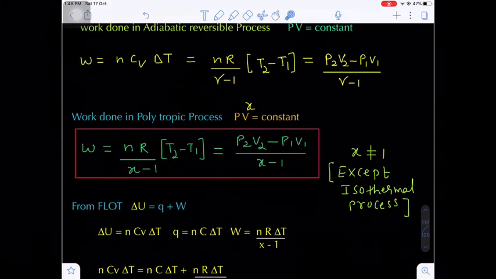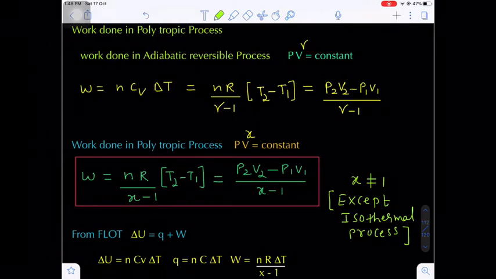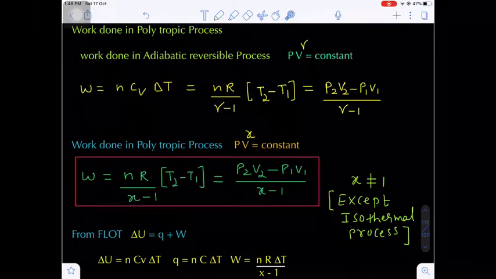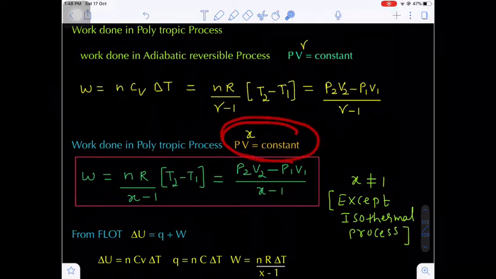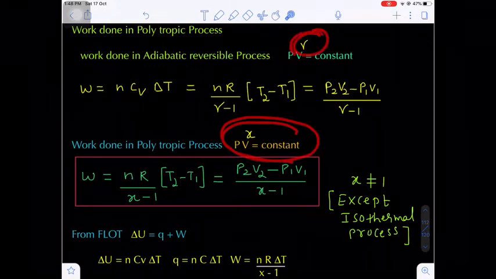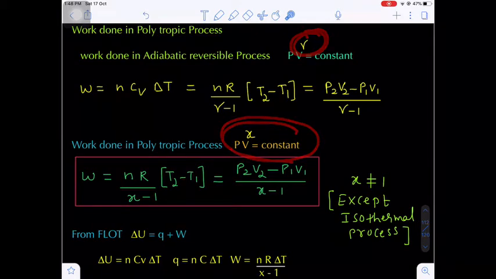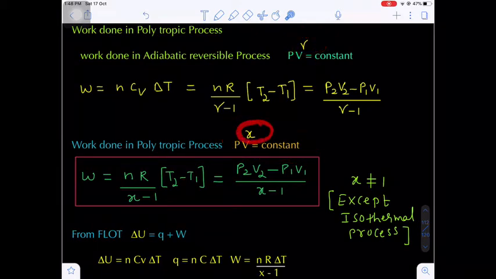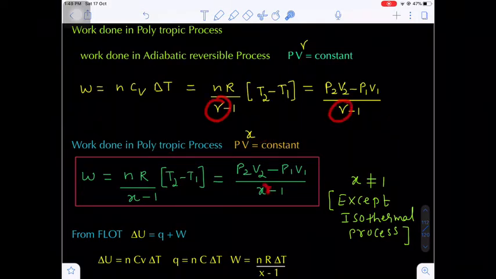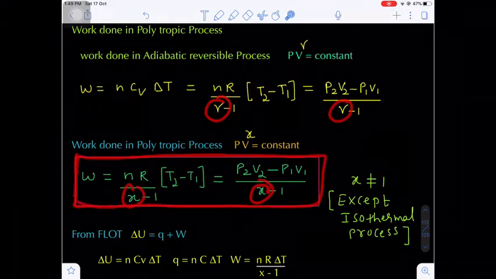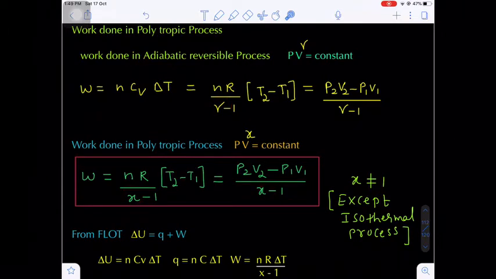Now if you observe the same work done in the case of a polytropic process, the only difference is the exponent value. If the exponent value is gamma, that is called adiabatic reversible. If the exponent value is some x value, that is called a polytropic process. So in the denominator, instead of gamma, if I write the x value, this will be the general expression for the work done in a polytropic process. Are you getting my point?